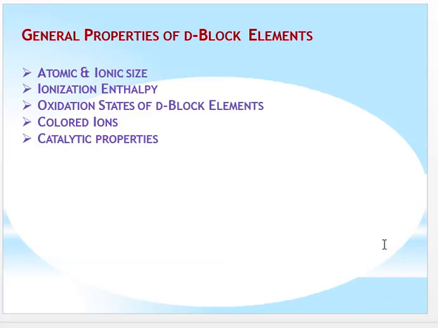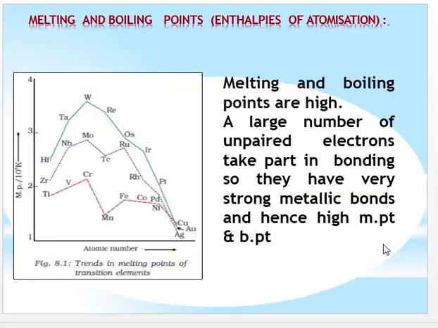About the general properties of D block elements: atomic and ionic size, ionization enthalpy, oxidation states, colored ions and catalytic properties. Melting and boiling points are high, and from this graph you can see a large number of unpaired electrons take part in bonding, so they have very strong metallic bonds, and hence they have high melting and boiling points.